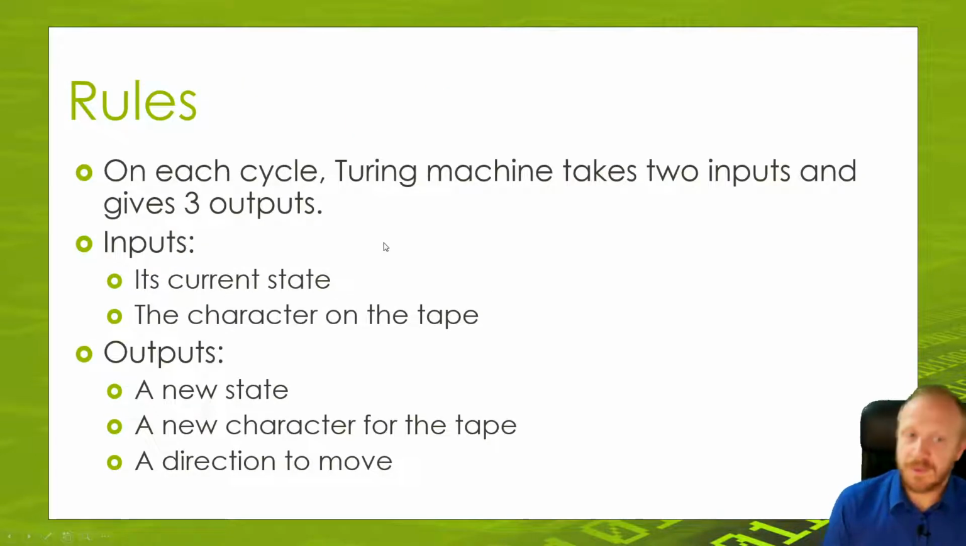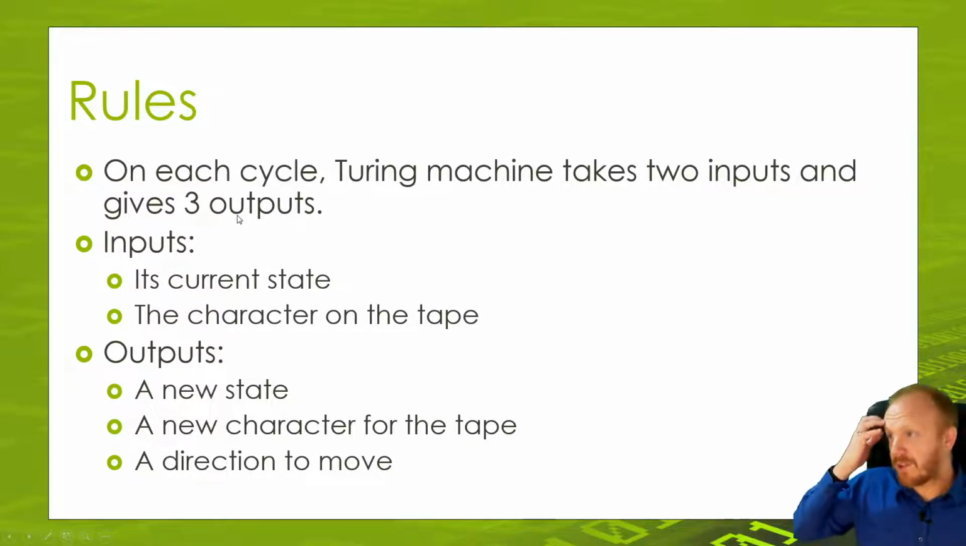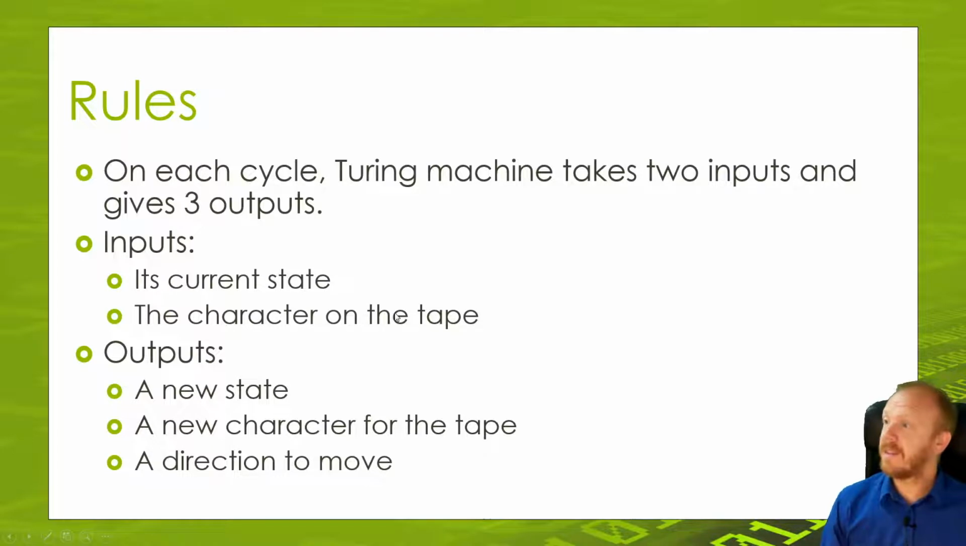So the rules have to tell it what to do in what circumstance. In each cycle, a Turing machine takes the current state and the character, and based on the current state and the character, changes state, changes the character, and then moves in one direction. So 2 inputs and 3 outputs. Once we look at an example, this becomes a little clearer.